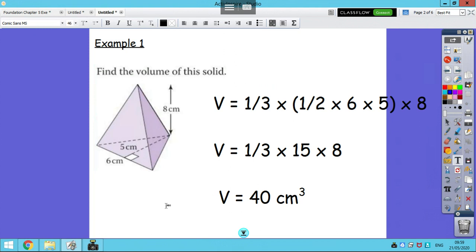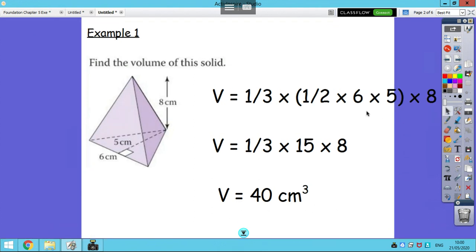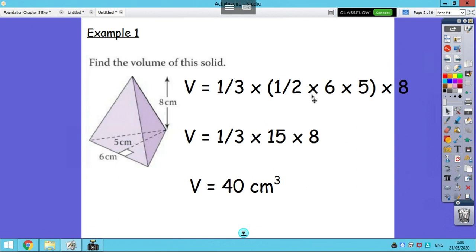Now imagine if you weren't given the vertical height. I want you to think about what you would have to do then. Just have a quick think about that. If maybe you were given the sloping height instead, what would you have to do? Mr. Pythagoras would have to come out, yeah? So that's something to think about because that's what we're going to go on to.